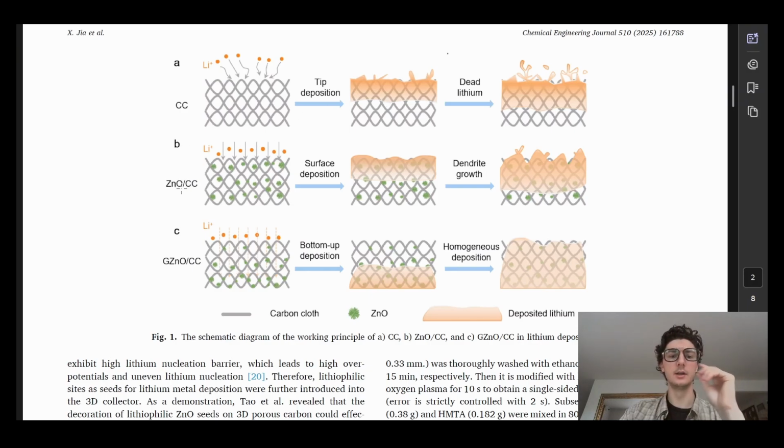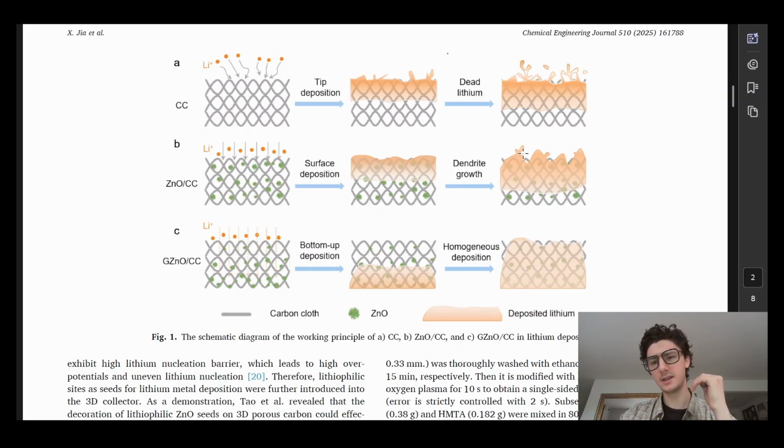Then we have B, zinc oxide, carbon cloth. So I'm assuming the zinc oxide, actually they do tell you here. Here's the legend. Carbon cloth are these little gray kind of lines. The zinc oxide are these little green balls, the hairy ones. And this is deposited lithium. And then these little orange ones are just the lithium. So here we have B, the carbon cloth kind of like fabric with the zinc oxide inside of it, and we have deposition of lithium.